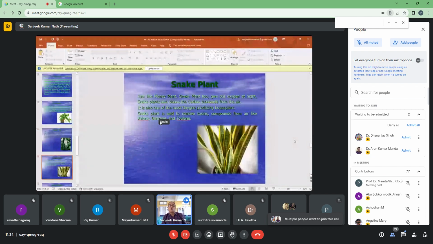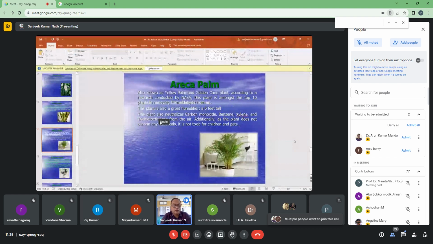Next plant that we can talk of is the snake plant. Just like the money plant, snake plants too give us oxygen at night. Snake plants also clean the carbon monoxide from the air. It is also one of the most oxygen producing house plants. Snake plant is said to remove toxic compounds from the air like xylene, benzene, and toluene. So these are the photographs along with it.